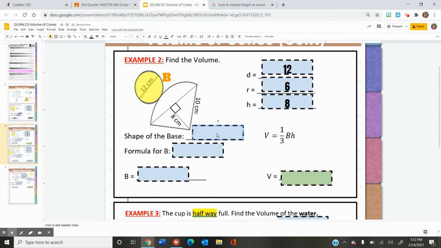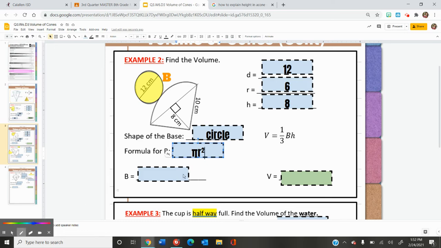Now again, the shape of our base was a circle, and the formula for the area of our base shape, that's what big B stands for, the area of a circle, is pi times r squared. So we're going to type Alt 227. That's going to give us the pi symbol. I'm multiplying this by r squared, and to get the superscript 2, to the power of 2, I'm going to hold the Alt key on my keyboard and press 0178.